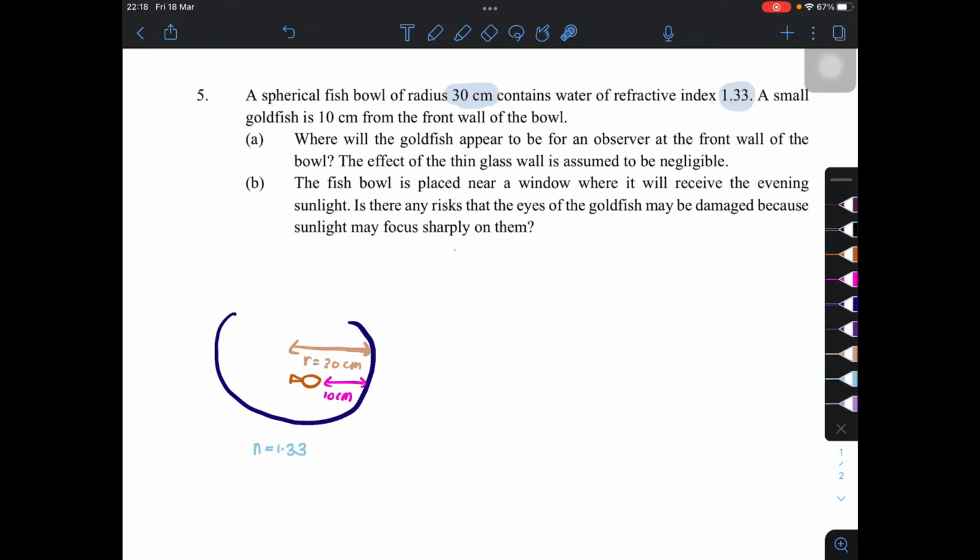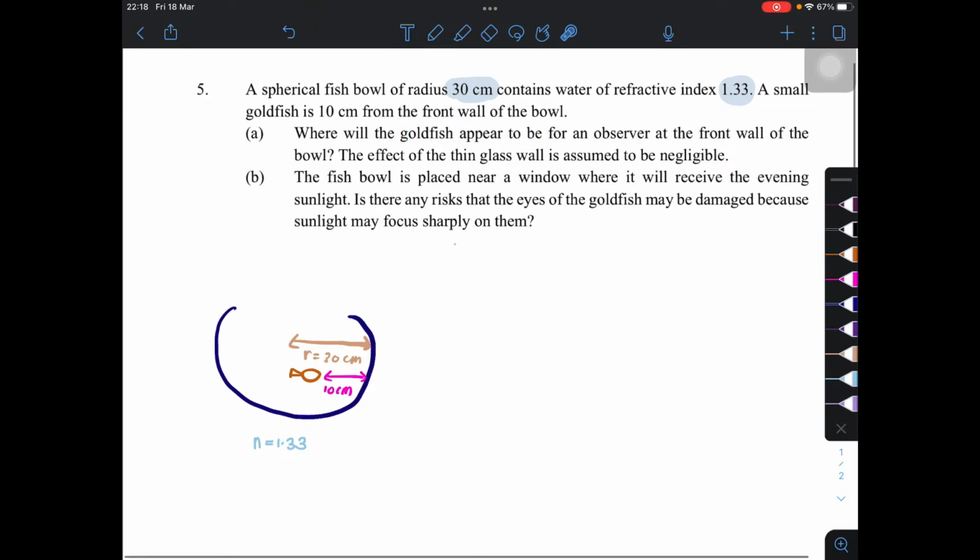Okay, first question. Where will the goldfish appear to be for an observer at the front wall of the bowl? The effect of the thin glass wall is assumed to be negligible. Okay, so what we want right now, we want to find out where the goldfish appear to be. Maksudnya di sini we want to find the image of the goldfish, from the perspective of the observer. So we have the observer here, and then dia akan nampak image of the goldfish.